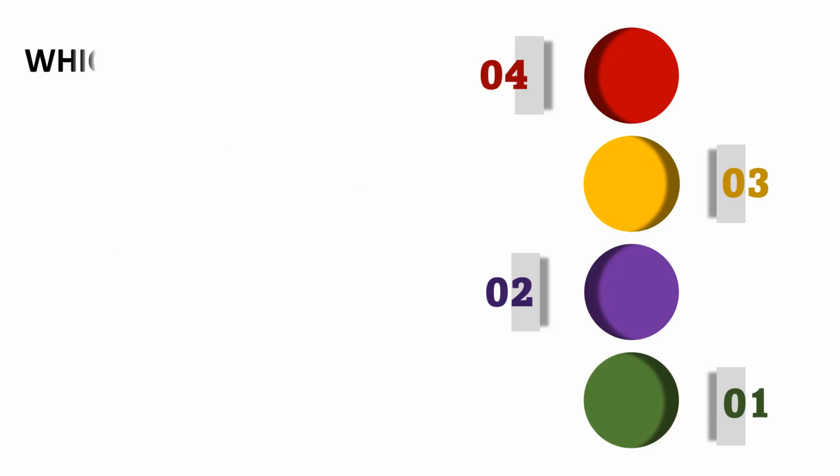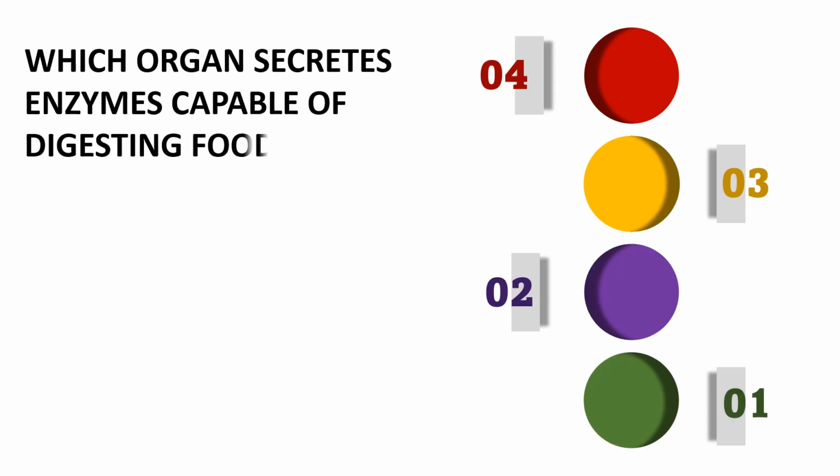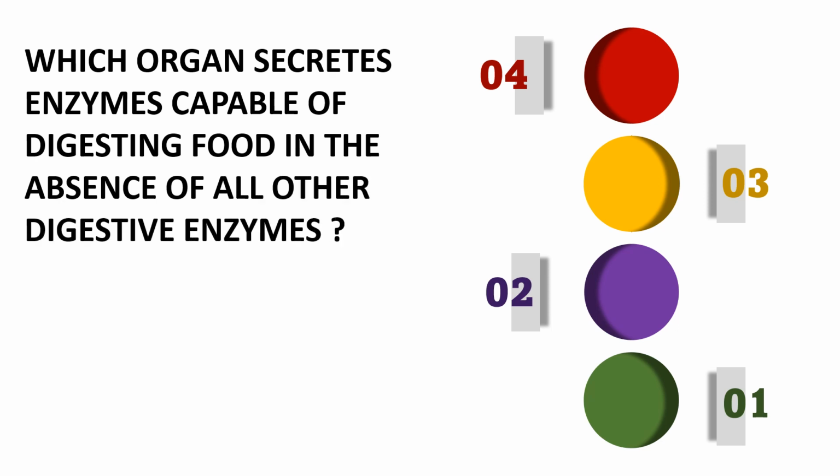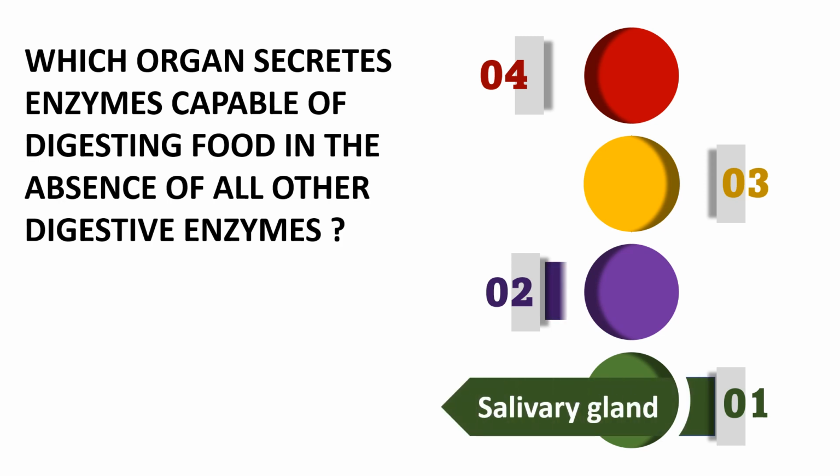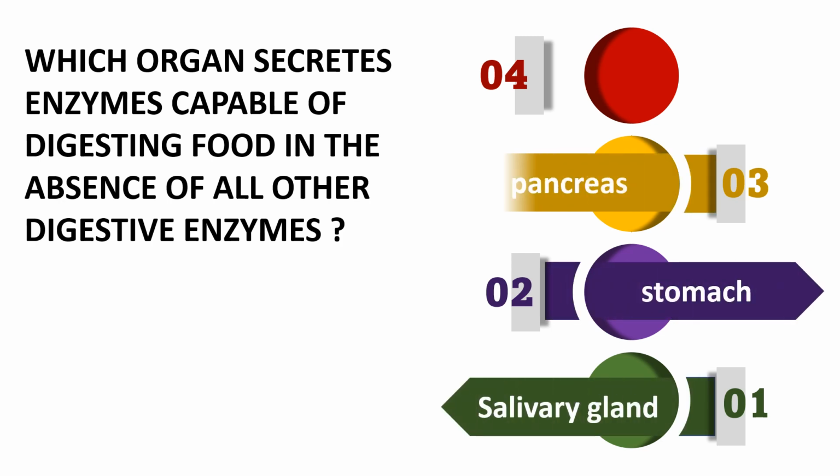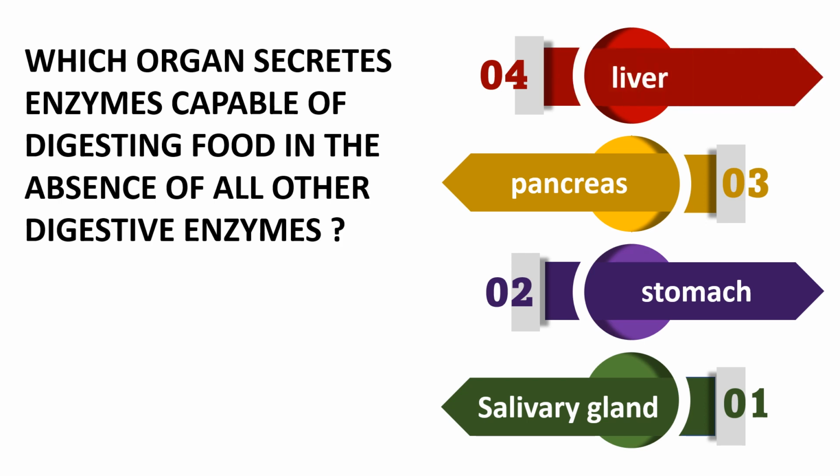Question number 6. Which organ secretes enzymes capable of digesting food in the absence of all other digestive enzymes? Option 1, salivary gland; option 2, stomach; option 3, pancreas; and option 4, liver. And the correct answer is option 3, pancreas.